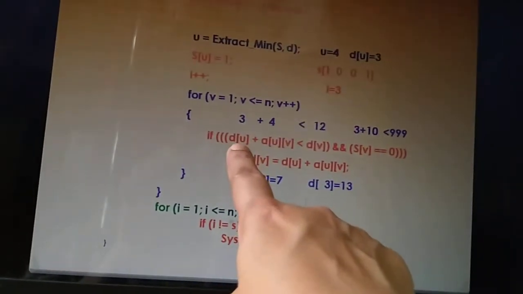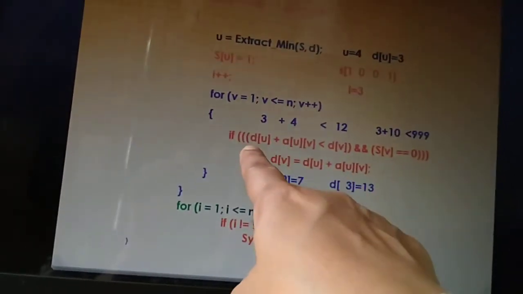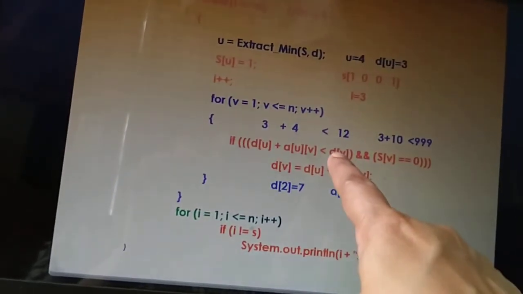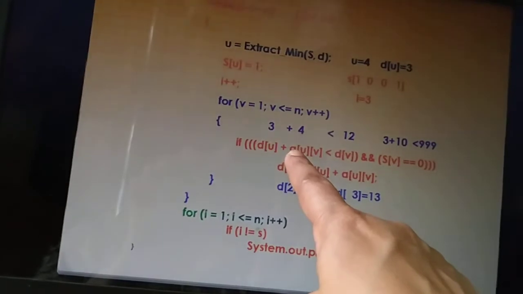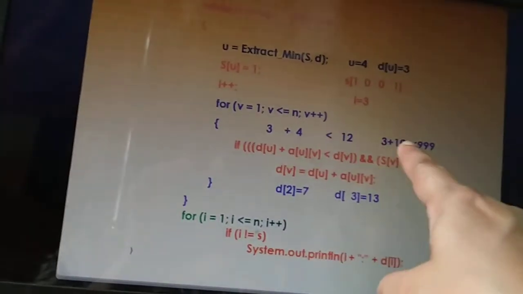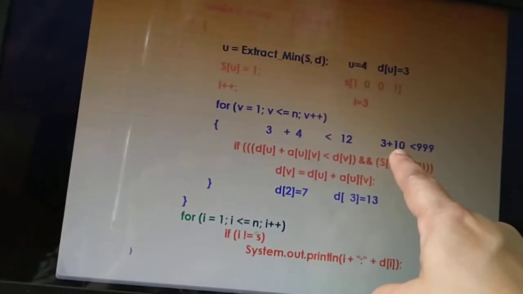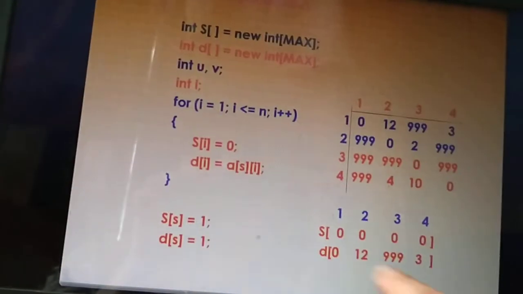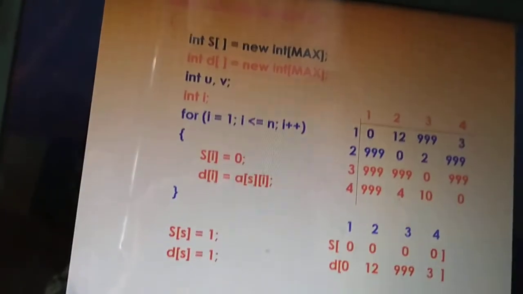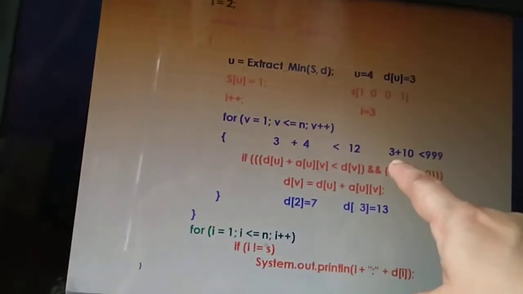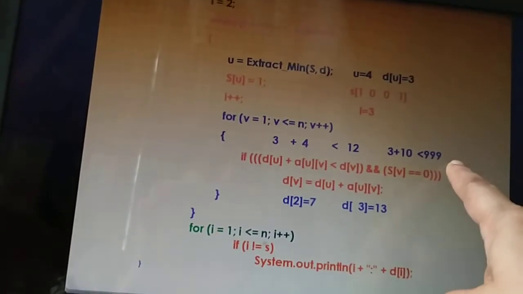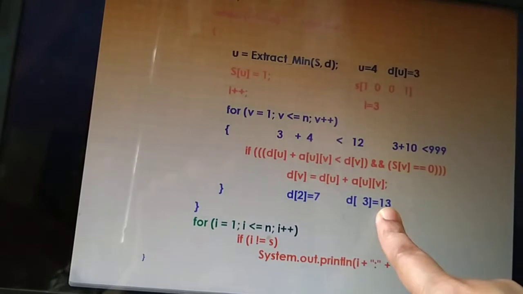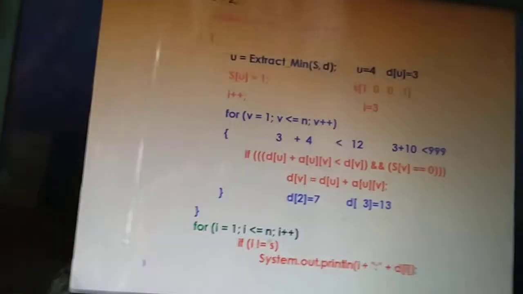So what is D of U? It is 3. Plus what is the distance from 4 to 3? It is 10. So 3 plus 10 is 13. What is the previous distance to V? V is nothing but 3. What is D of 3 you are having? Infinity, that is 999. So is 13 minimum or 999 minimum? 13 is minimum. So I am changing D of 3 is equal to 13. D of 2 is equal to 17.